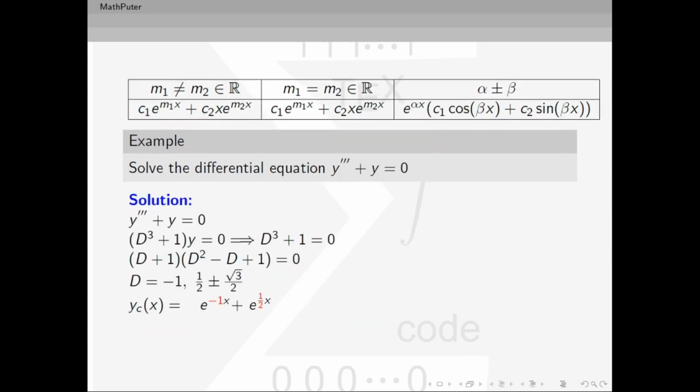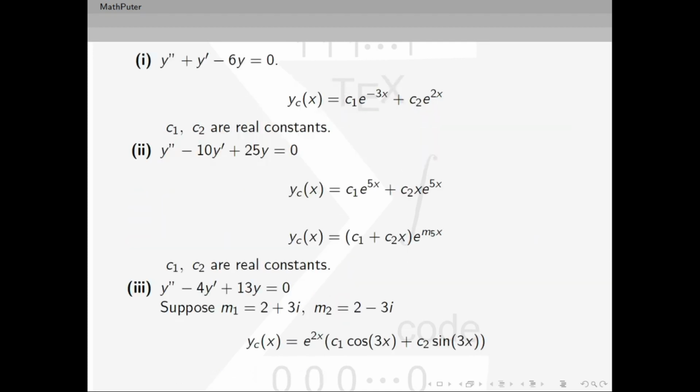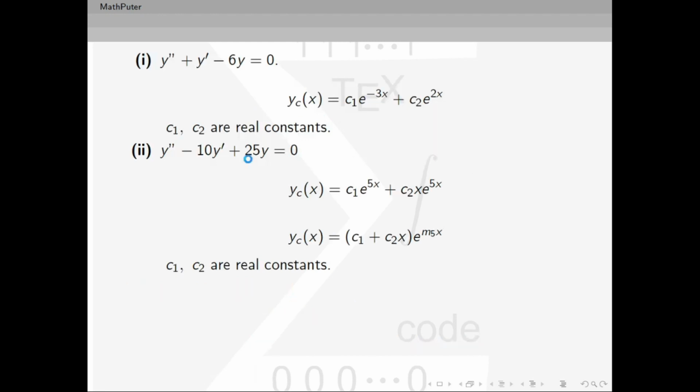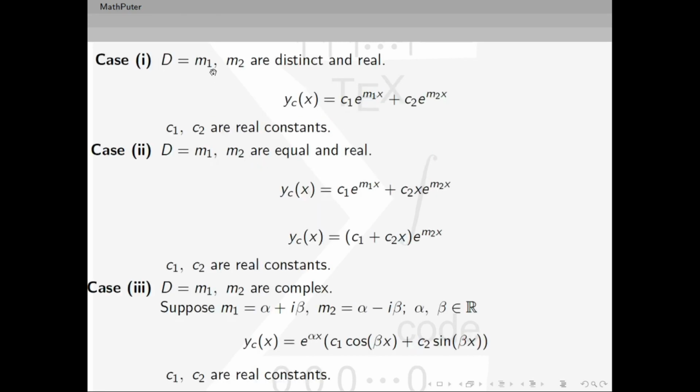Now let me discuss again the same thing. Three cases we have discussed. When the roots are real and distinct, then we have e raised to m1x and e raised to m2x, these two functions. When the roots are equal, then to make the linearly independent functions, we multiply by x. And when we have the complex roots alpha plus i beta, then the real part becomes the power of the exponential, e raised to alpha x, and the imaginary part will be in the trigonometric functions, c1 cos beta x plus c2 sin beta x.